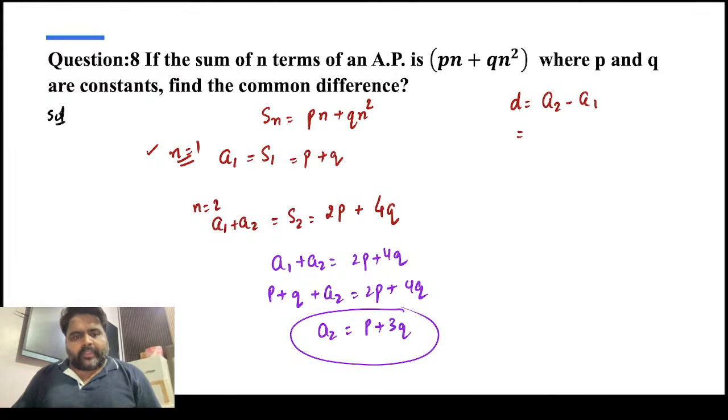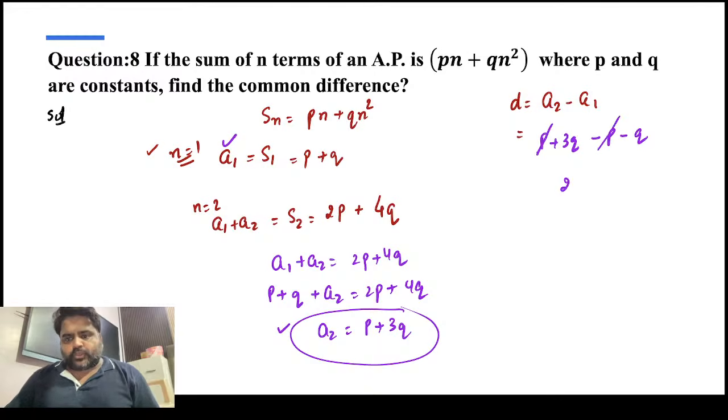Now we know what a1 is and what a2 is. Put the values over here. We get the result: a2 is p plus 3q minus a1 which is p plus q. When we cancel out, the result is 2q.